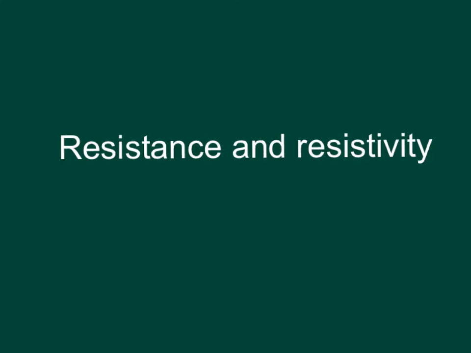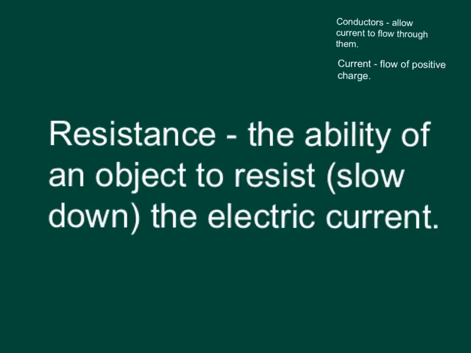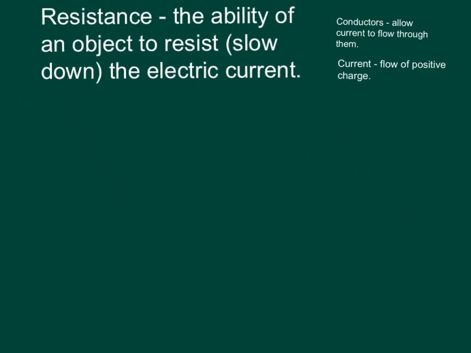This is the first of our current electricity videos. We're talking about resistance and resistivity. So what is resistance? Resistance is the ability of an object to resist the flow of electric current. Okay, so thank you for defining something with something I don't know. So what is electric current?